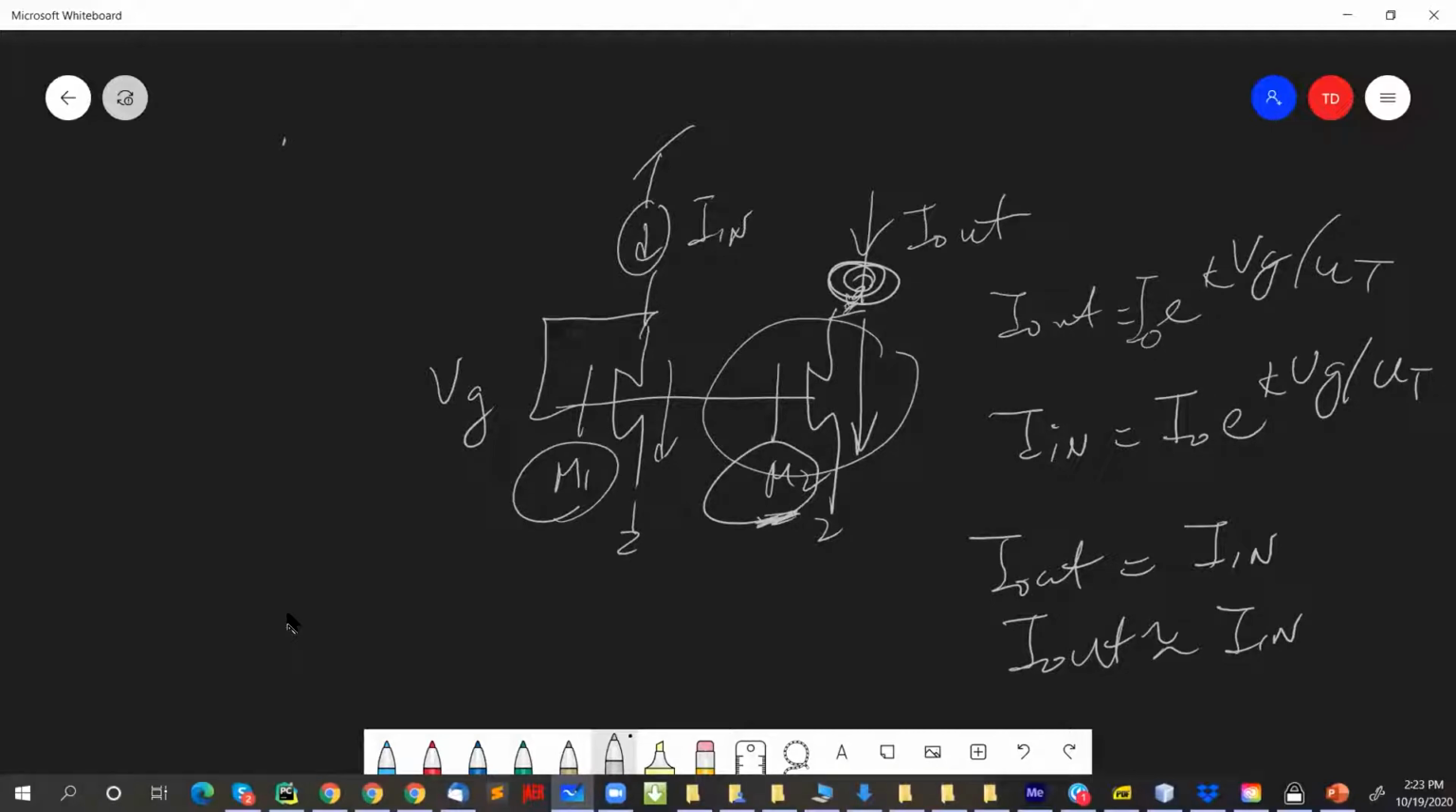Okay, so now the two ways of changing the gain of the current mirror. So this is, if you like, an NFET current mirror circuit.